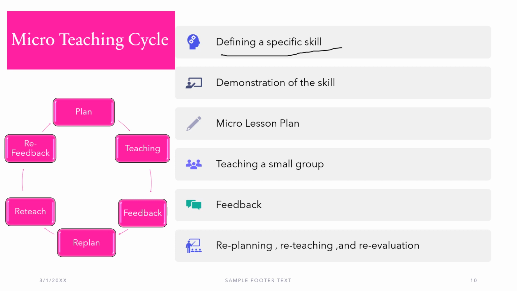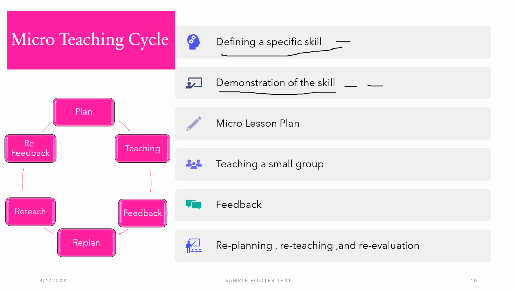This step is basically done by the supervisor, or you can say the teacher educator or teacher trainer. In this step, a specific skill like introduction skill, questioning skill, explanation skill or stimulus variation skill, any skill, is defined in the form of teaching behavior, and knowledge of this defined skill is provided to the teacher trainees by the teacher educators. Now the next step is the demonstration of the skill. This is also done by the teacher educators or teacher trainers. The skills are demonstrated through the micro teaching lesson plan, and the teacher trainee observes all of this.